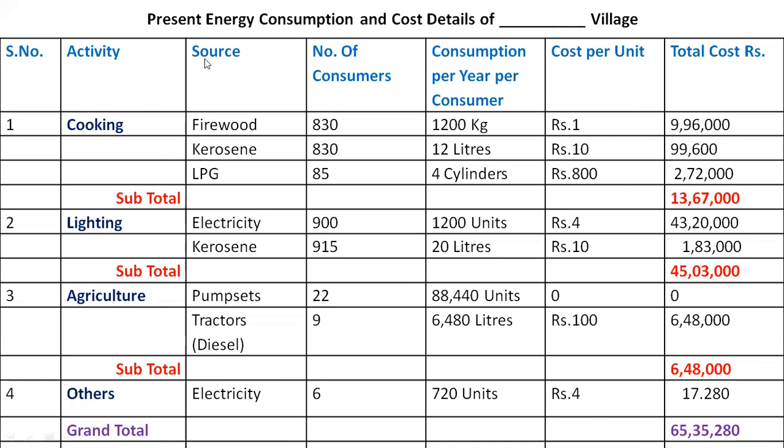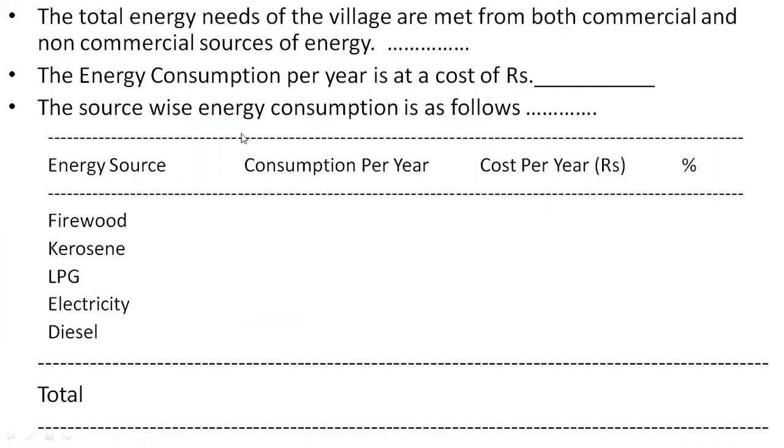Probably you can put these are all the major problems identified in cooking, lighting, agriculture. You are optimally mixing the energy consumption areas. So then you can possibly say the total energy needs of the village are met both from commercial and non-commercial sources of energy, and how much from conventional, how much is commercial, how much is non-commercial, what is the energy consumption per year. You can always mention 65 lakhs or so.